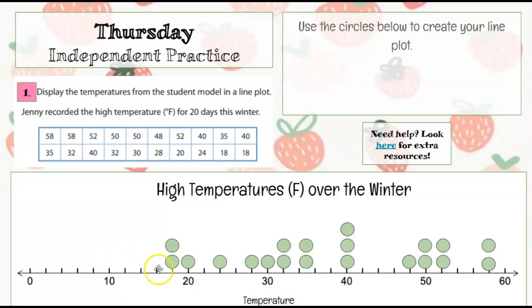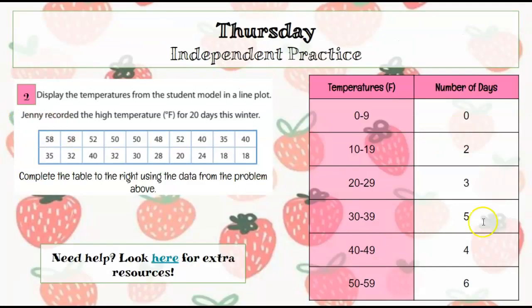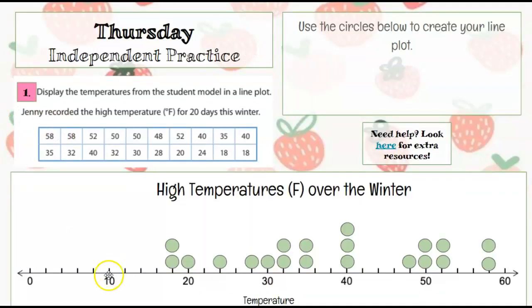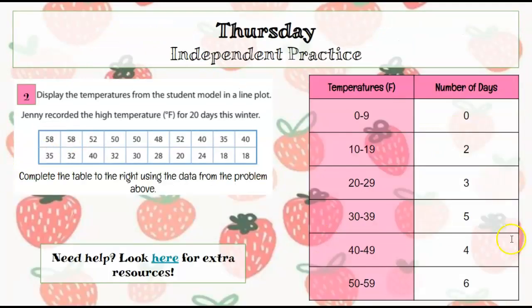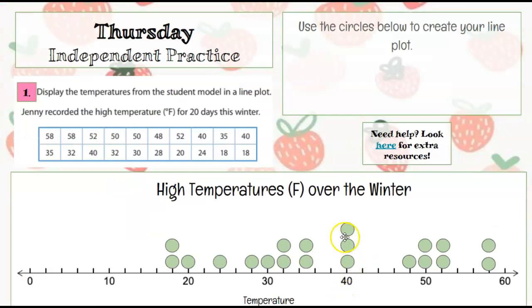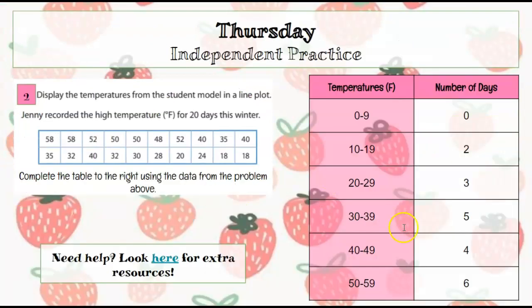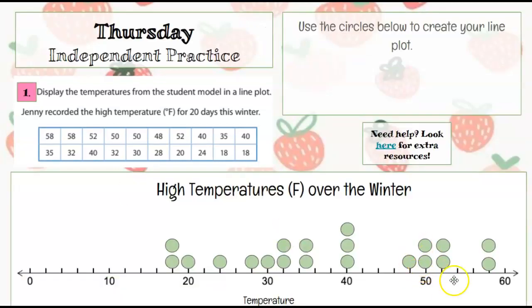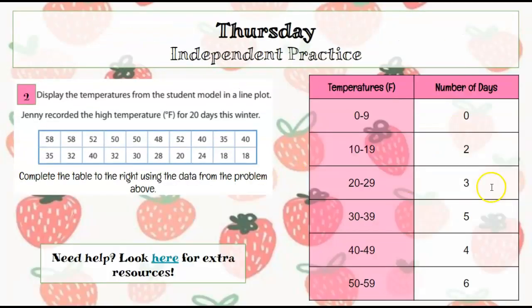From 20 to 29, I've got 1, 2, 3 numbers, 3. From 30 to 39, I have 1, 2, 3, 4, 5 numbers. From 40 to 49, I have 1, 2, 3, 4 numbers, 4. And then finally 50 to 59, I have 1, 2, 3, 4, 5, 6, 6.